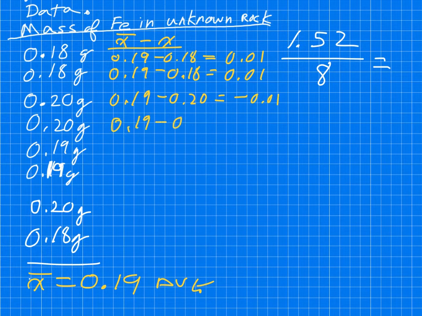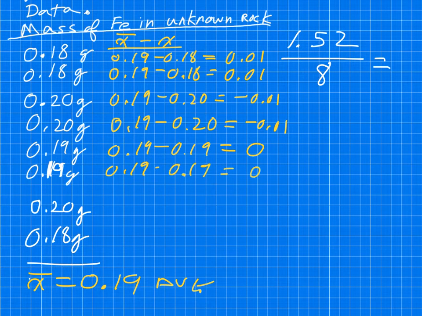0.19 minus 0.20 equals negative 0.01. 0.19 minus 0.19 equals 0. 0.19 minus 0.19 equals 0. 0.19 minus 0.18 equals 0.01.